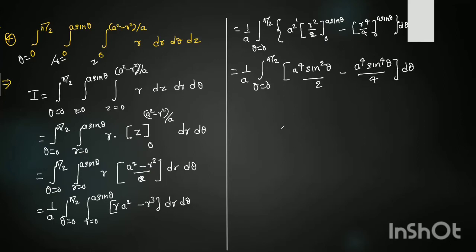What is common in these two? a to the power 4. I don't take a sin squared common because these are the variables. I want to take only the constant, so I'll take a to the power 4 outside. And I will split these into two integrals. See, 1 by 2 I'll take outside: integration of theta equal to 0 to pi by 2 sin squared theta d theta, one term. 1 by 4 outside: integration of 0 to pi by 2 sin to the power 4 theta d theta.